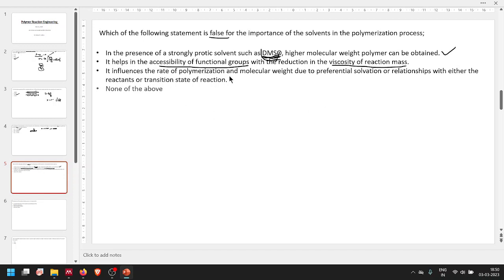Third, we have, it influences the rate of polymerization and molecular weight due to preferential solvation or relationship with either the reactant or the transition state of the reaction. Yes, since solvents are able to dissolve the polymers more easily, preferential solvation of the polymer itself will make the entire area of the reaction more accessible, and its relationship with either the reactants or the transition state of the reaction will possibly give rise to higher molecular weight polymer. So, in case of finding out the false statement for solvents and the polymerization process, none of the above is the option you have to go with.